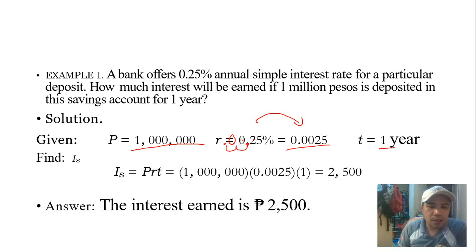Provided that the simple interest formula is equal to PRT, substituting the values for the PRT will give us 1 million times 0.0025 times 1 is equal to 2,500. And that is the interest earned. This is only the interest, there is no maturity value yet. So, your 1 million, given the 0.25% interest in 1 year, will earn 2,500 pesos.